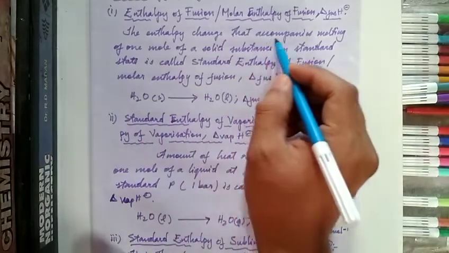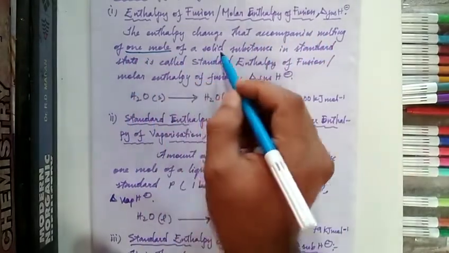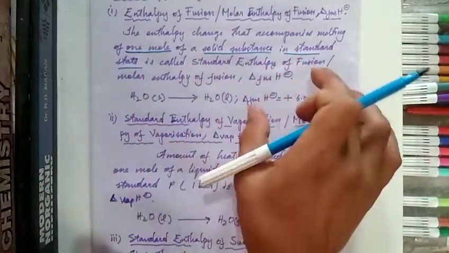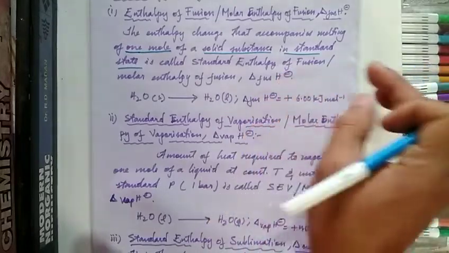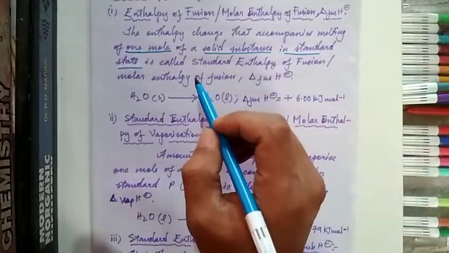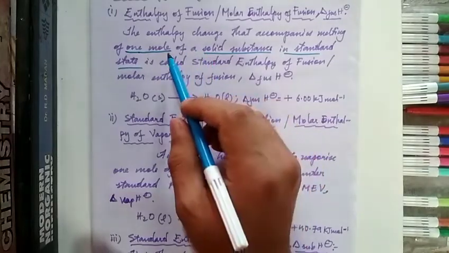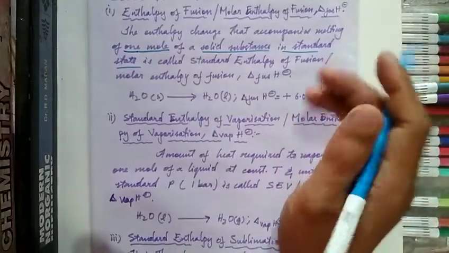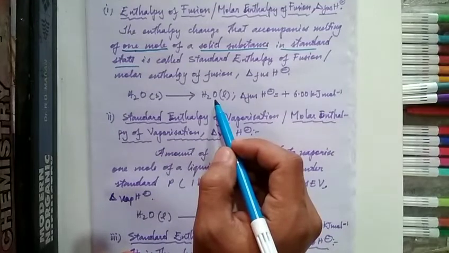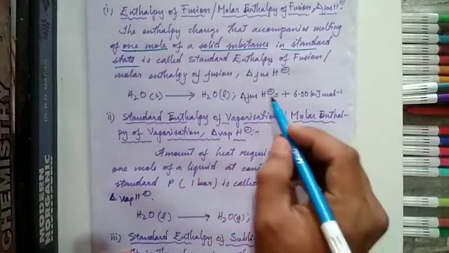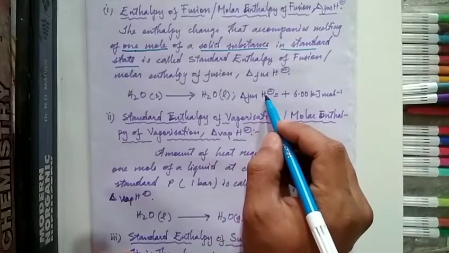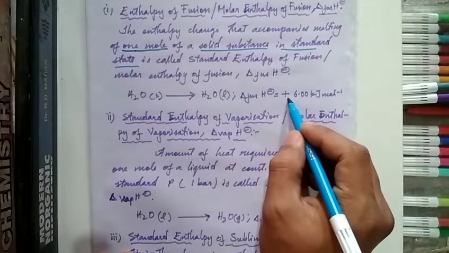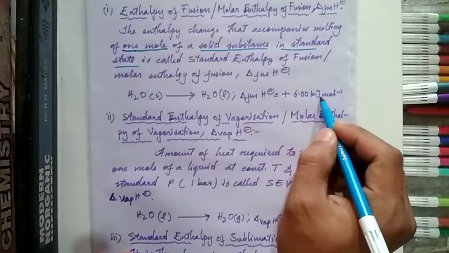So the enthalpy change that accompanies melting of 1 mole of a substance in its standard state. This standard state we have discussed, that means at a specific temperature and 1 bar pressure. Now, in this case 1 mole of a substance is melted, like ice to water, or liquid. So the ΔfusH, or enthalpy change, is given by this one, the value is here. It's plus 6.00 kilojoule per mole.